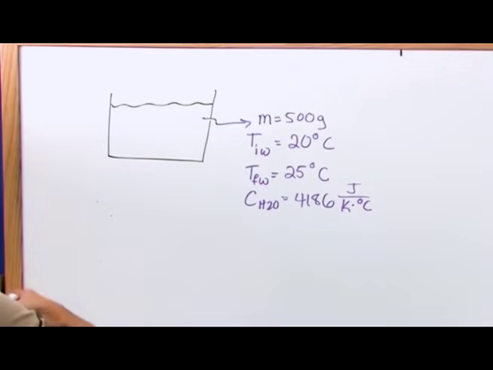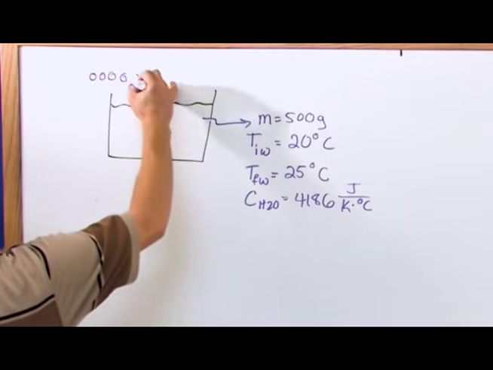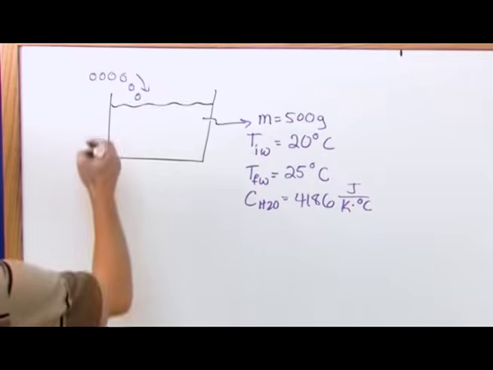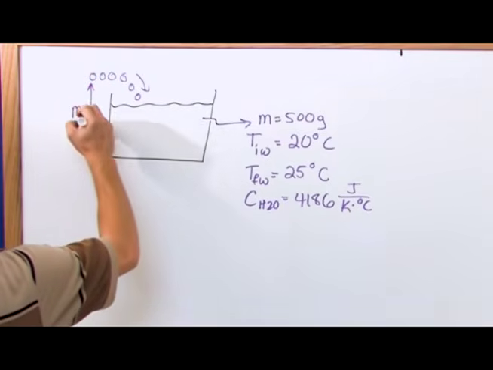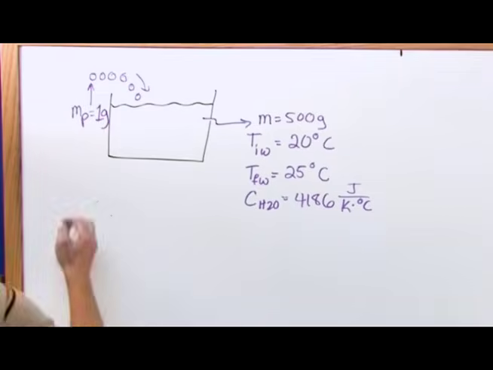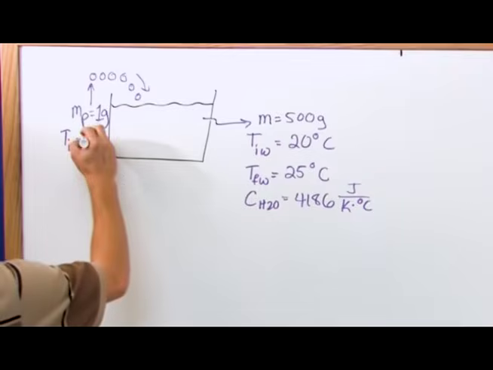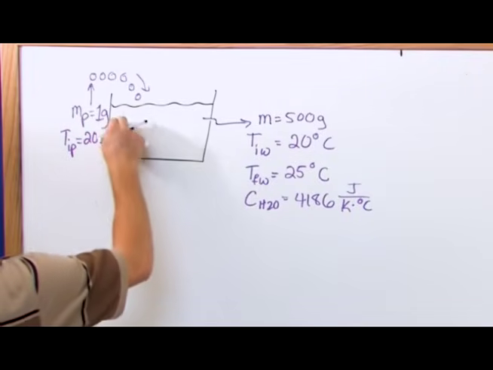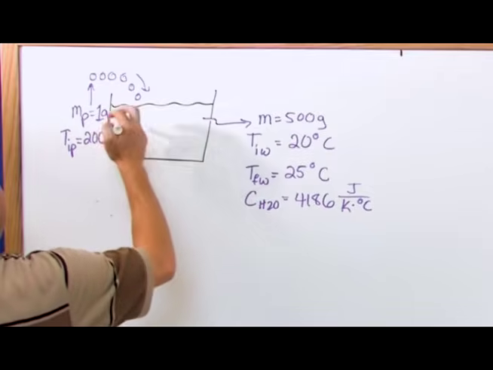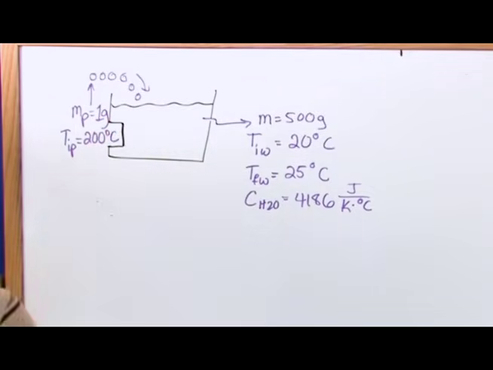And what we're doing over here is we're adding these lead pellets into the water. The mass of a pellet is 1 gram, just 1 gram. And the initial temperature of a pellet is 200 degrees Celsius. So you just have to use your imagination. This little tank comes and does something like this, okay? 200 degrees Celsius. So what we're going to end up doing is the same thing as before.